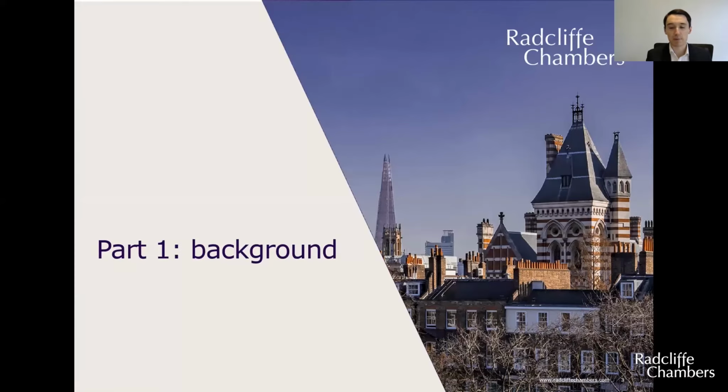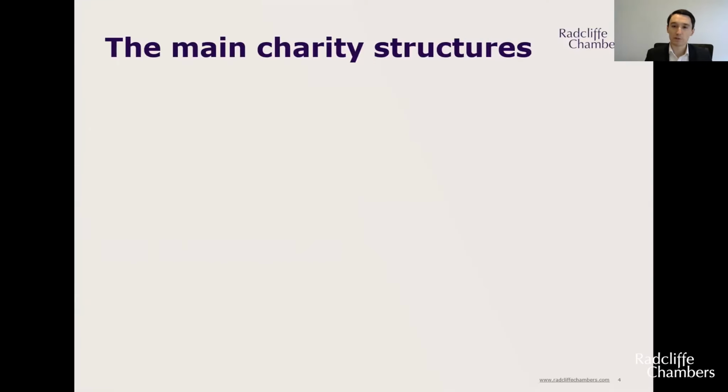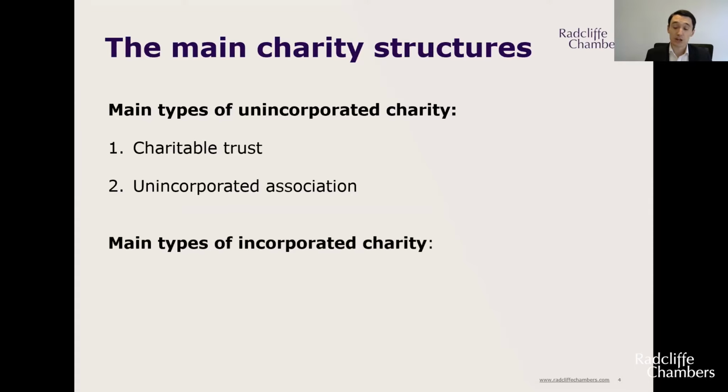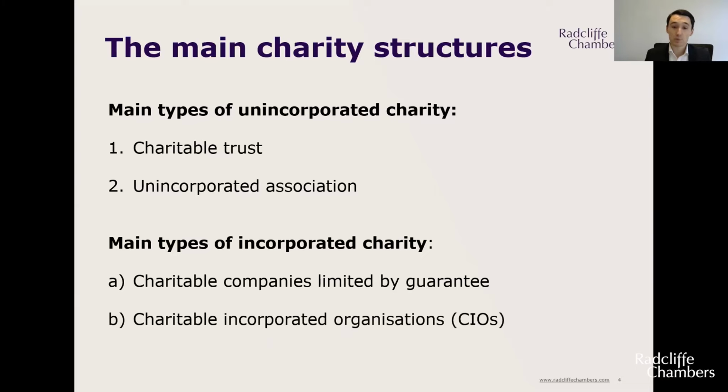All right, let's take a step back. What do we mean when we refer to an unincorporated charity and an incorporated charity? Unincorporated charities typically refer to either charitable trusts or unincorporated associations. And when we say incorporated charities, we typically refer to either charities which are companies limited by guarantee or charitable incorporated organisations, CIOs.